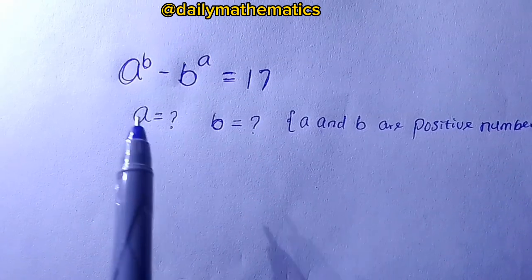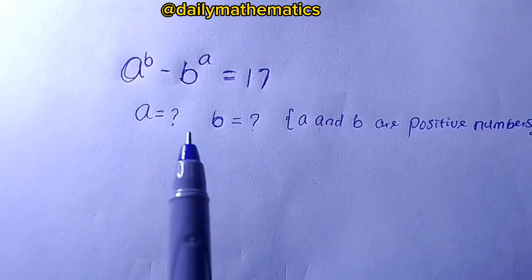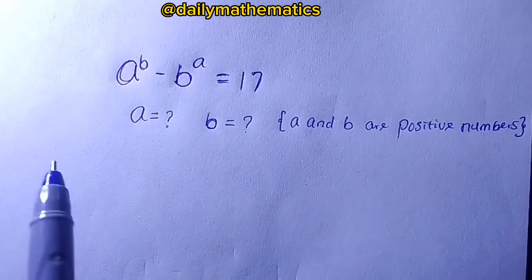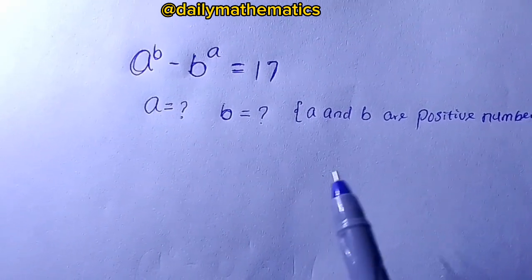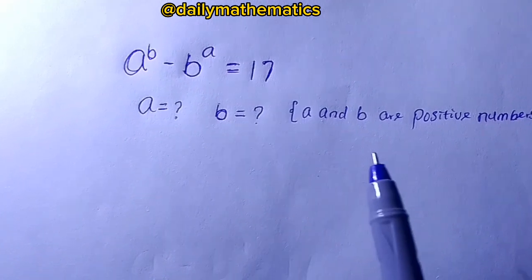A raised to the power of b minus b raised to the power of a equals 17. Find a and find b. And a and b are positive numbers.